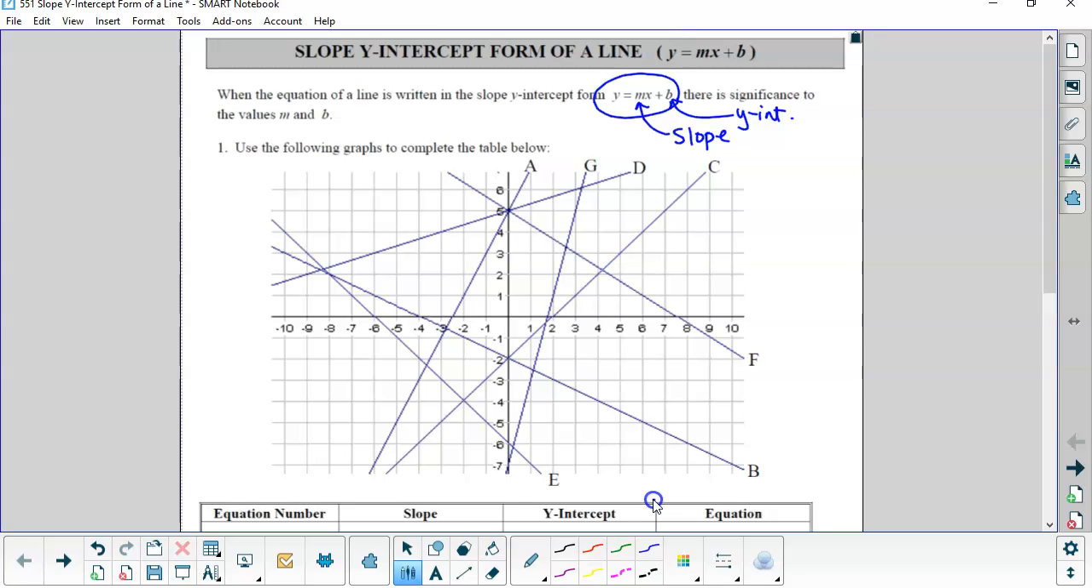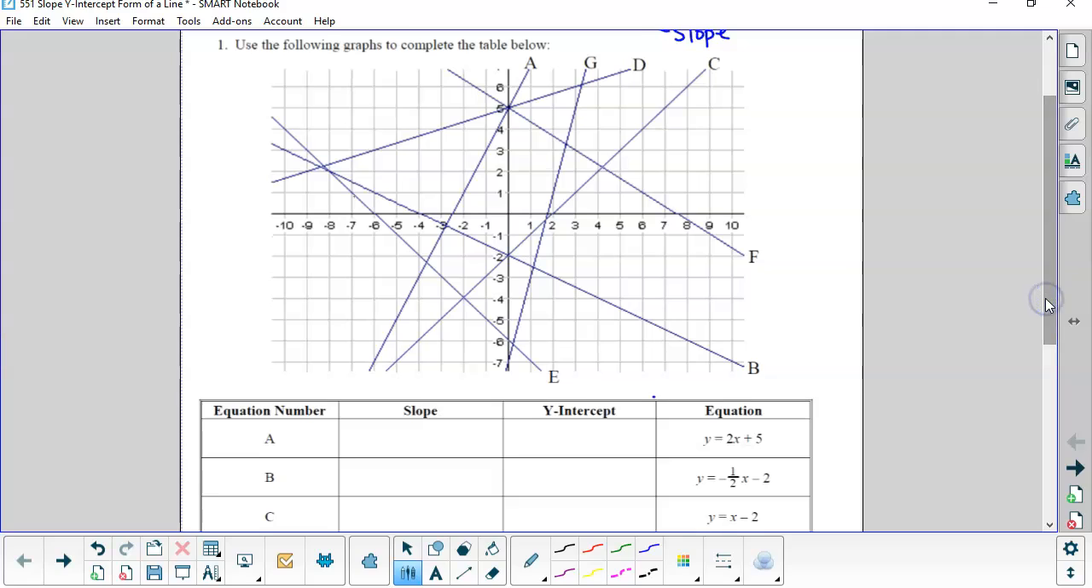So use the following to complete the table. We're basically looking for the slope of the line, the y-intercept of the line, and then the equation. So we're going to start with A. Let me just move this a little bit. Really, this should be equation letter, right? Anyway. So, for A, slope.